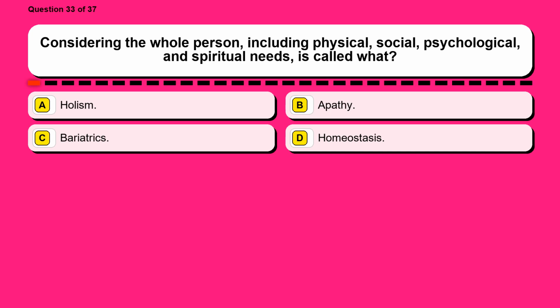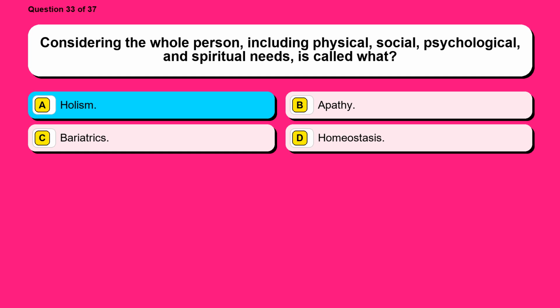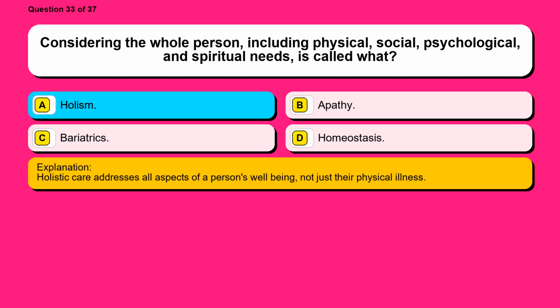Question 33. Considering the whole person, including physical, social, psychological, and spiritual needs, is called what? Option A, holism. Option B, apathy. Option C, bariatrics. Option D, homeostasis. The correct answer is option A, holism. Holistic care addresses all aspects of a person's well-being, not just their physical illness.